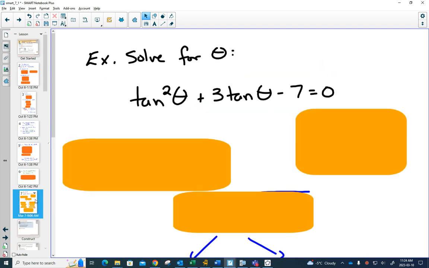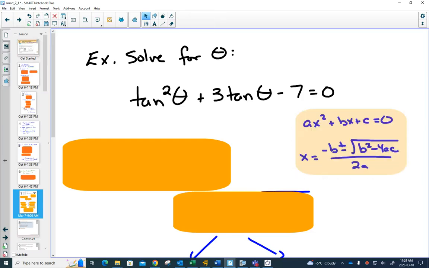All right, last one. We are going to work on this one together. First of all, I've mentioned it a couple times, but I haven't done it yet. I'm going to hand out your formula sheets, because we need our quadratic formula on this one. There is our quadratic formula.